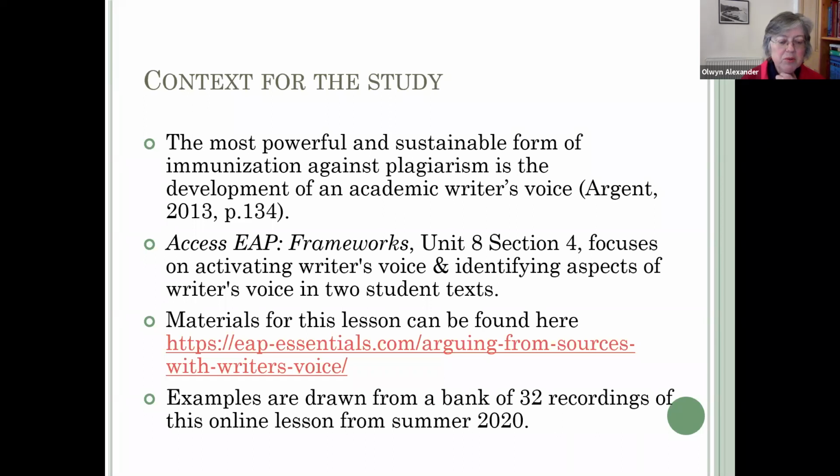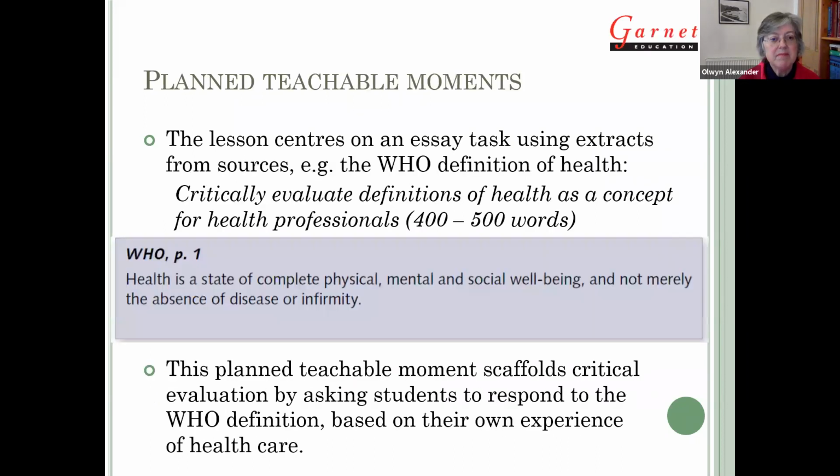So for this talk and for the study, we're taking examples from a bank of 32 recordings that teachers from the summer last year and their students gave permission for us to use, and we have ethical approval from Heriot-Watt University for this study. So I'm going to talk first about planned teachable moments, just so that I can illustrate what I mean by a teachable moment.